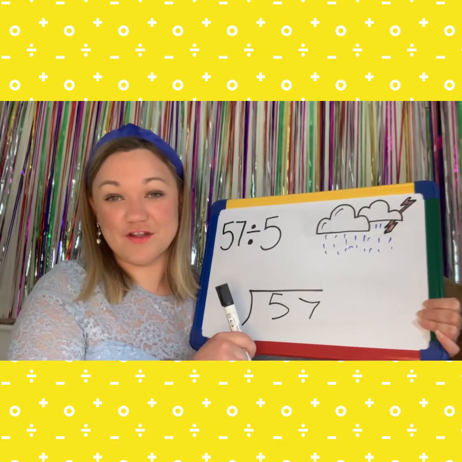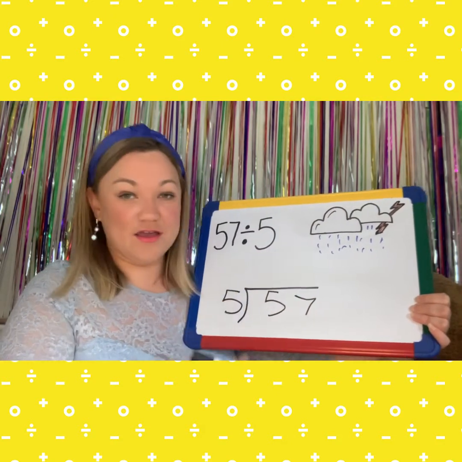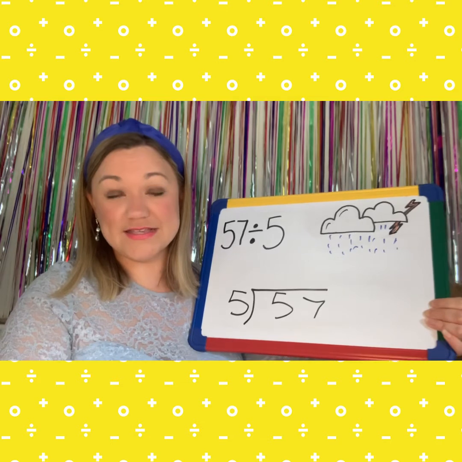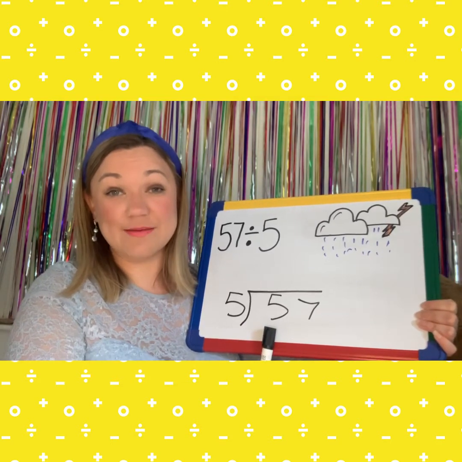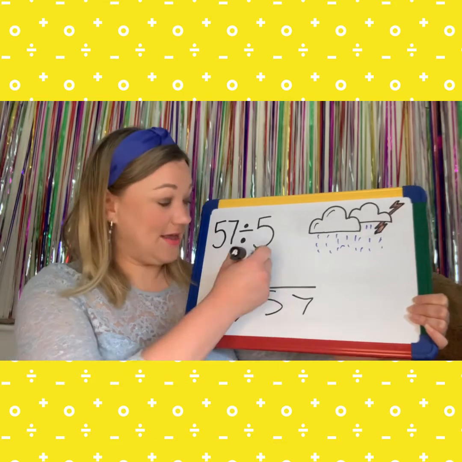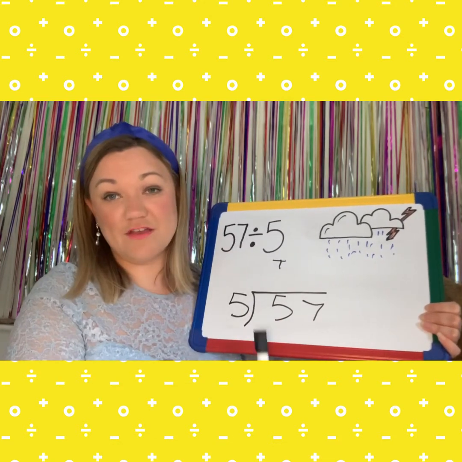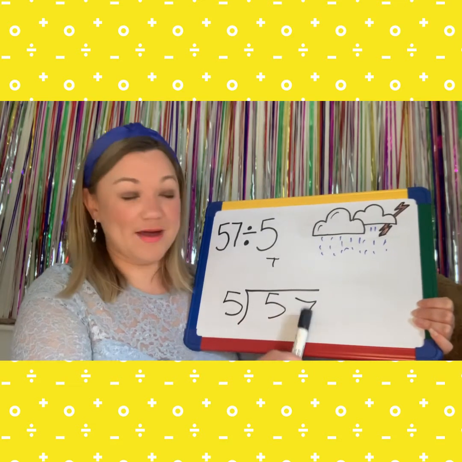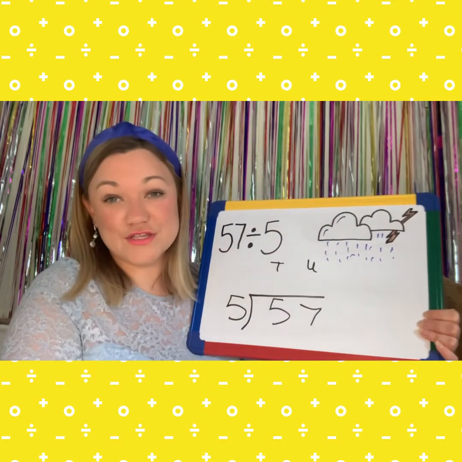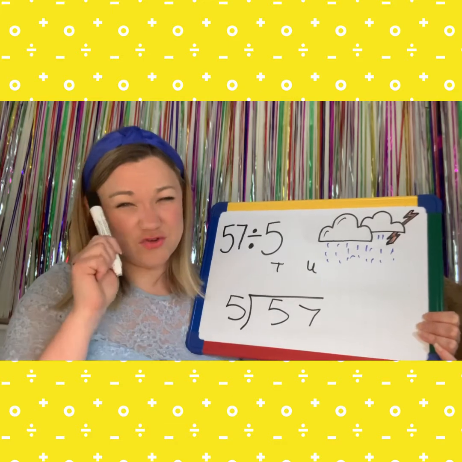So 57 divided by 5. The first thing I need to think of is, I know my 5 here actually means 50 because really it's in the tens column. So if it's in the tens column, it's 5 tens, which is 50. And I need to remember my 7 is in the units or the ones column. Okay, so just always good to remember that.